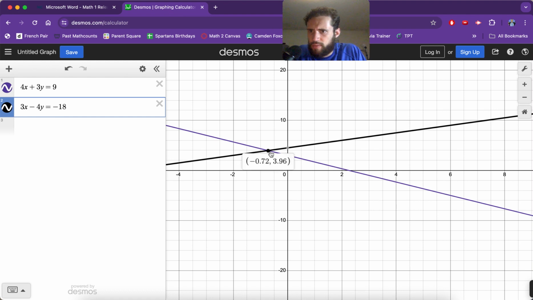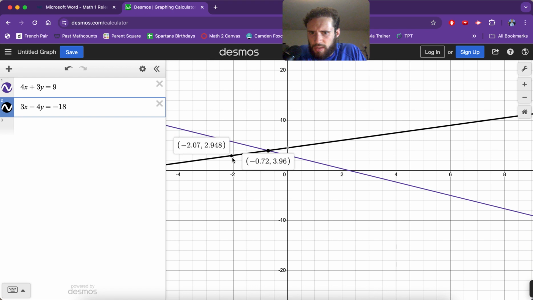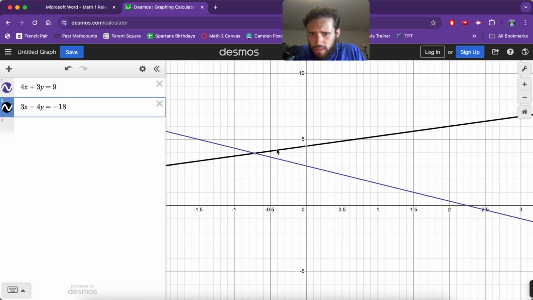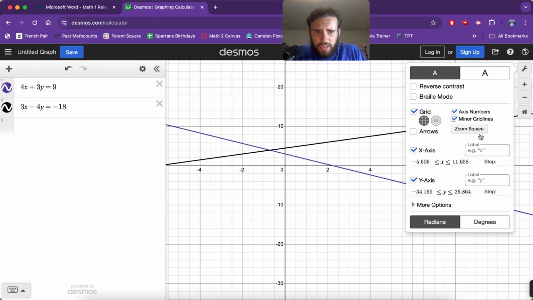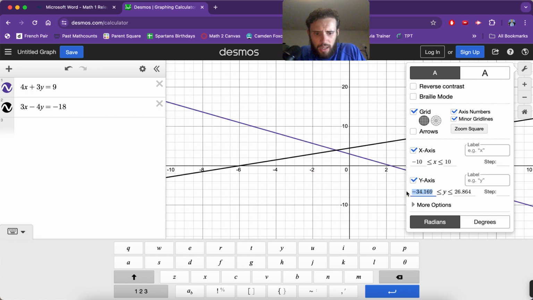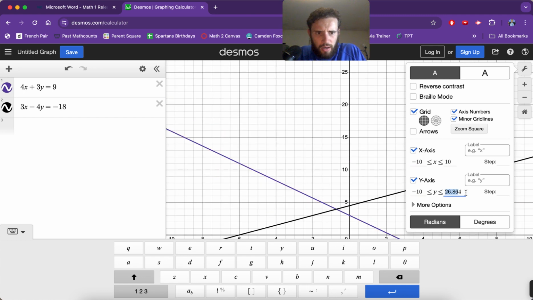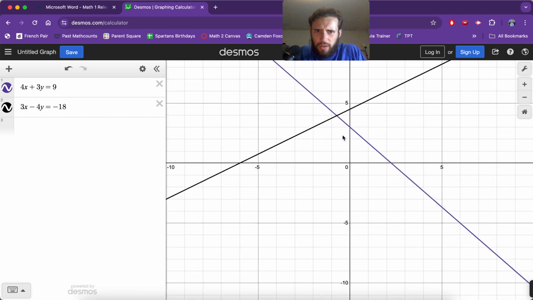All right, well, does this one, for one, does it even pass through that point, negative 2 comma 3? Let's see. It does go through negative 2, 3. But I mean, they don't look perpendicular there, but I also have a weird scale on this. Maybe I'll make it the same scale. It might be a little more clear. Negative 10 to 10, and negative 10 to 10. Oh, okay, that looks like it could be perpendicular then.